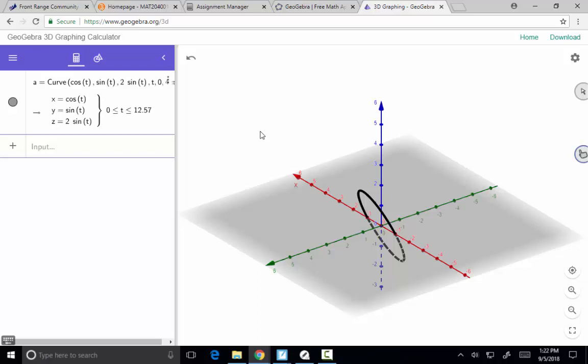Okay, so that's one great way if you're trying to figure out what the heck the curve looks like that you're dealing with. There you go.